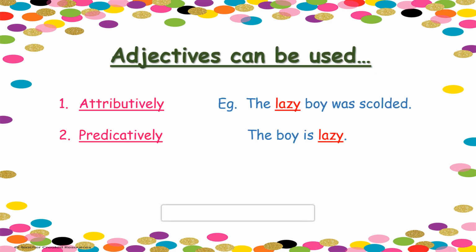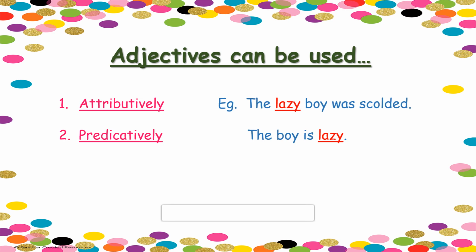Now, as I've already told you, adjectives can be used in many ways. It can be used in two ways, attributively and predicatively. Now, what happens when it is used attributively? When an adjective is used attributively, it will be in the subject. When it is used predicatively, it will be in the predicate.